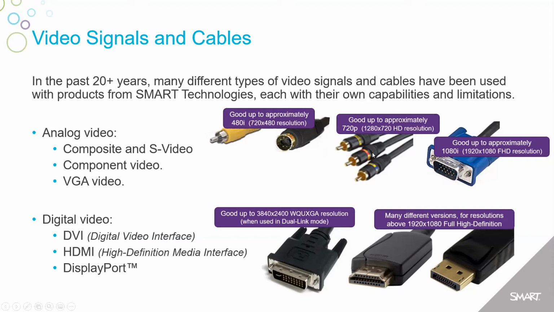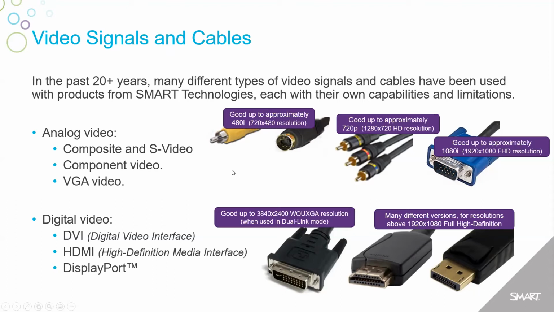Same with composite. Composite was great for high definition or 720p, which was a resolution of about 1280 by 720. And then when we reached VGA, it was typically used for full high definition, 1080, which is 1920 by 1080 resolution. Yes, you can drive higher resolutions through VGA, but for the most part, for good picture quality, 1080 was the typical commonly used limit.